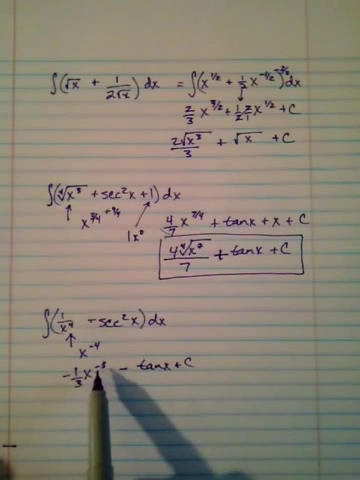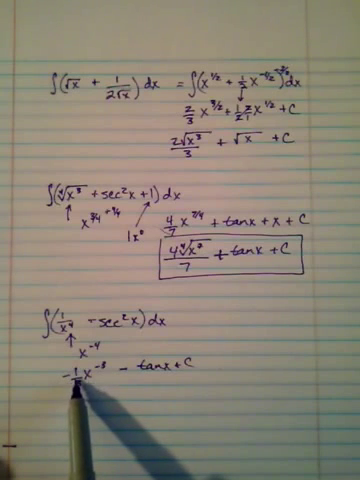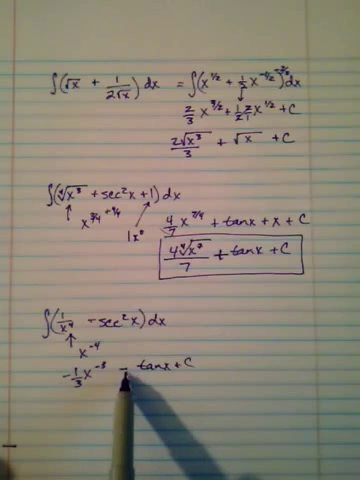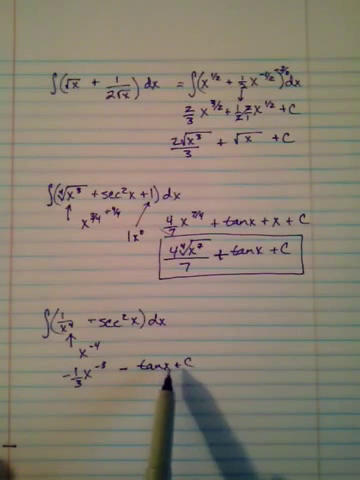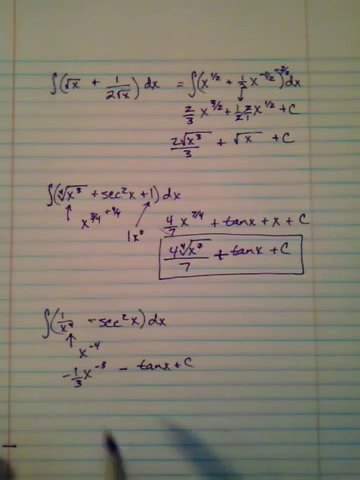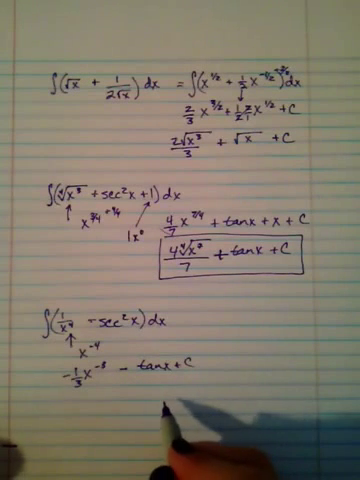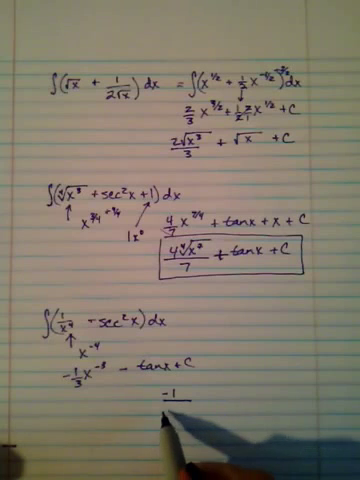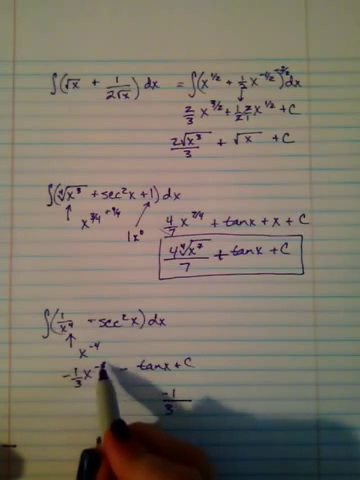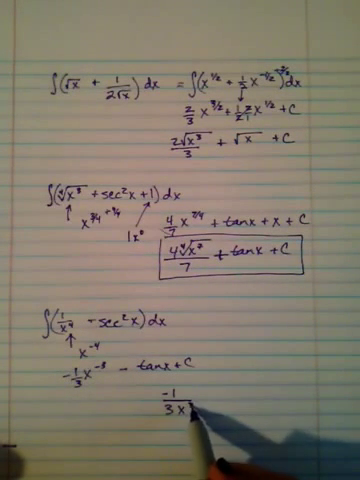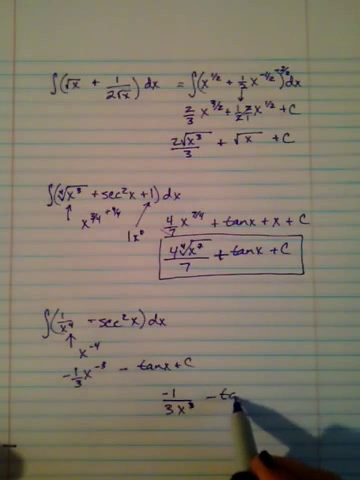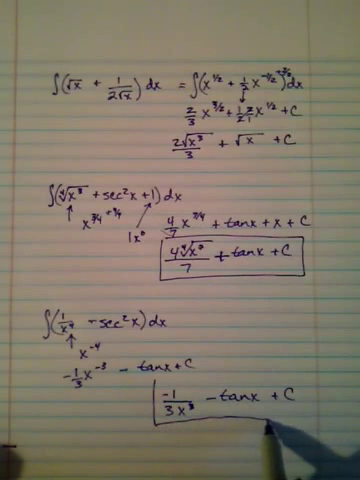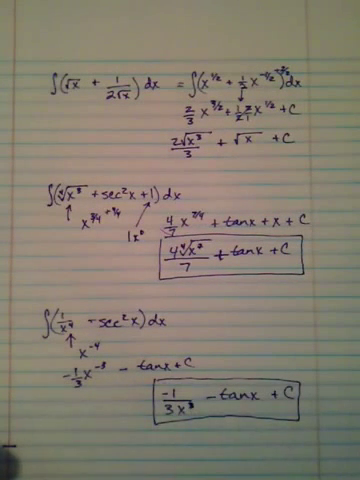Check by taking the derivative. Negative 3 times the negative 1/3 is a positive 1, x to the negative 4th, minus secant squared x plus 0. So all I have left to do is rewrite this. This is a negative 1 over 3, the x is in my denominator because of the negative exponent, minus a tangent x plus my constant of integration. And that would be the answer.